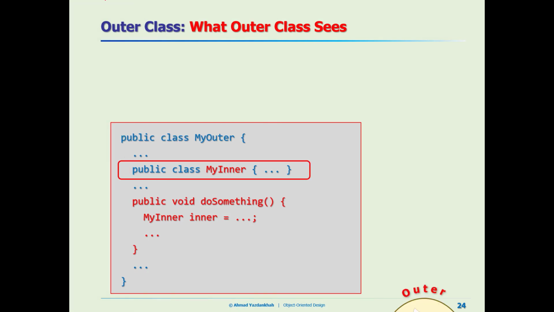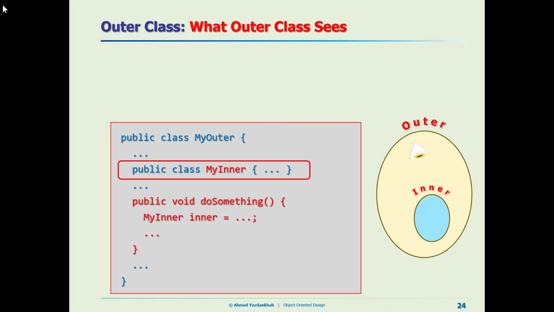Another question. Now the question is what outer class sees? So look at this guy. The outer class is looking at the inner class. So first let's focus on the inner class itself, not its member, right? So what outer class can see? Can it see the inner class? Okay, let's see.